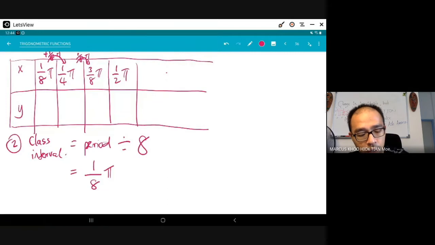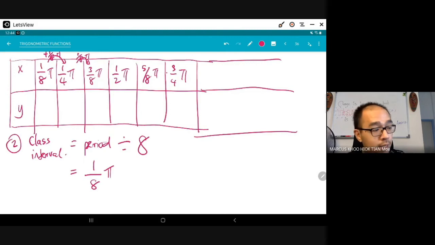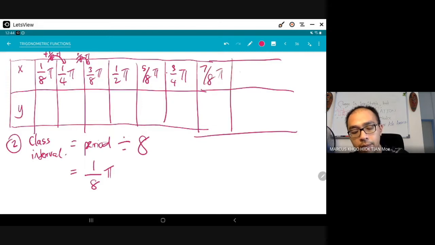Okay, after 1 over 2 pi, there's 8 altogether, right? Plus 1 over 8, you get 5 over 8 pi. Plus 1 over 8, you get 3 over 4 pi. Actually, the more values you have, the better it is lah. Plus 1 over 8, you get 7 over 8 pi. And then you get pi.